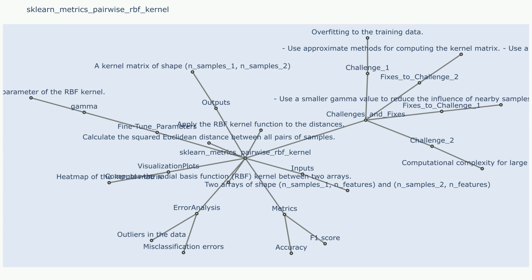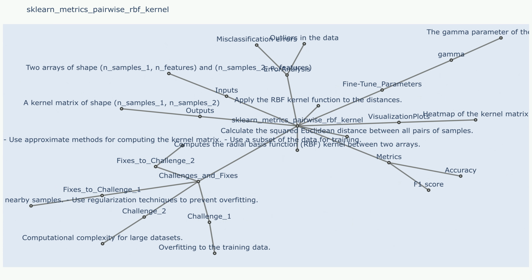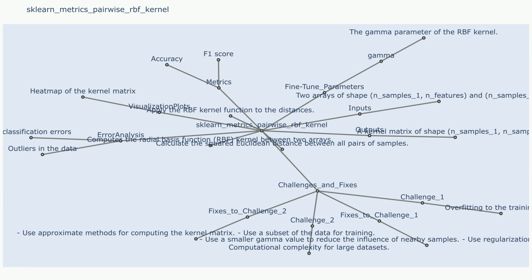Steps: calculate the Euclidean distance between all pairs of data points in X and Y. Apply the Gaussian function to the calculated distances using the specified gamma parameter. The Gaussian function has the form exp(-gamma * distance^2). The resulting values from the Gaussian function are the pairwise RBF kernel values, stored in the output array K.